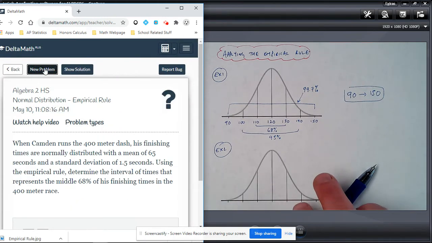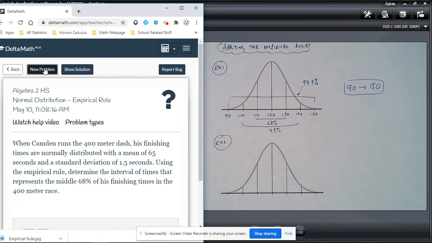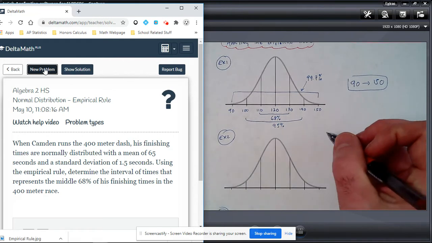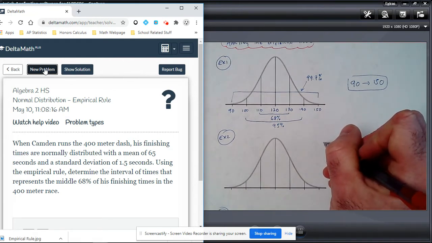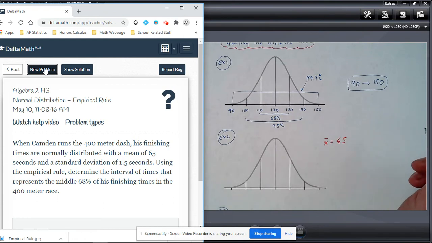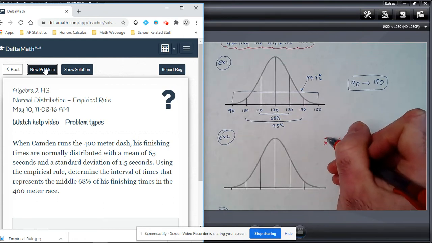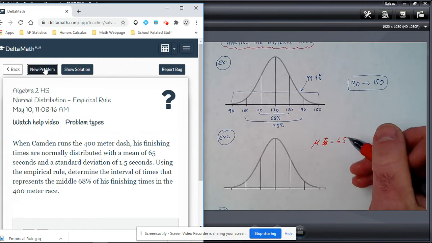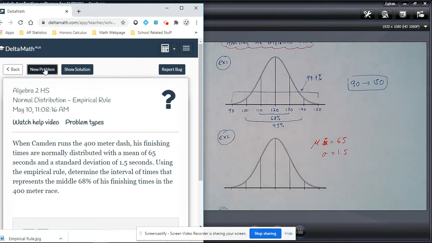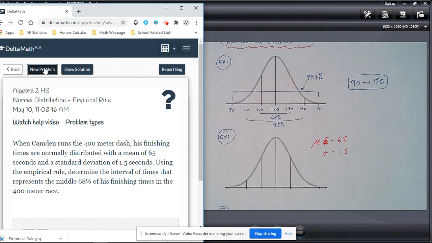Okay, so when Camden runs the 400-meter dash, his finishing times are normally distributed with a mean of 65. So I didn't do this in the last question, but let's go ahead and write this down. So his mean, we'll say his sample mean for the moment, is 65 seconds. And actually, let's make that the population mean. Okay, and the standard deviation is going to be 1.5. Okay, so using the empirical rule, determine the interval of times that represent the middle 68%.